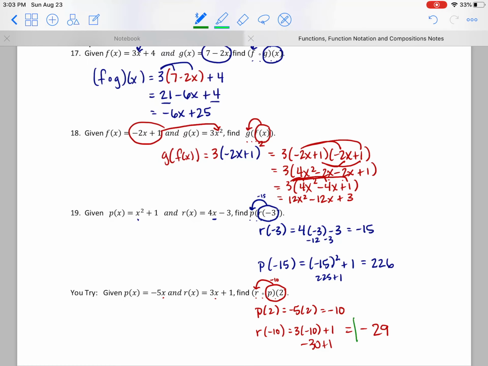Okay, so negative 29 here, just so we're all clear, 226 here, this guy here, and there. Okay, so hopefully that's enough for you to get started with your practice assignment.